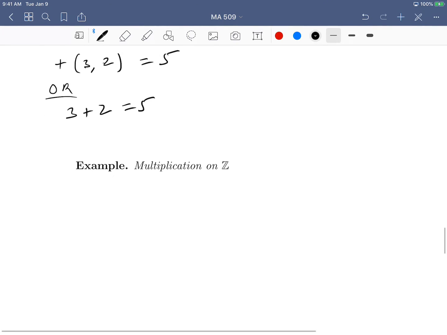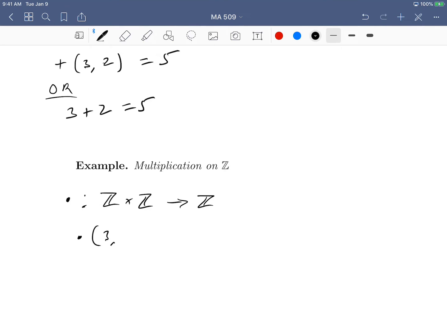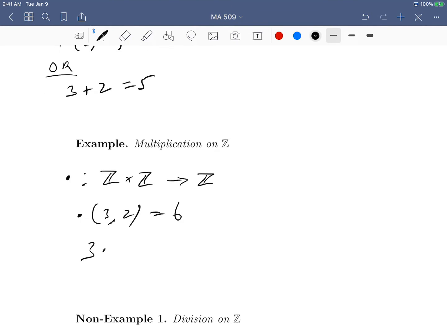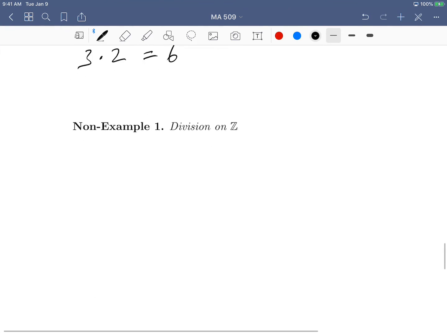Multiplication is similar. So I have this multiplication function. I'll use the dot for it. It goes again from Z cross Z to Z. And I might write multiplication of 3, 2 is 6. But really, again, the way we typically write it is just 3 times 2 equals 6. But still, the function is give me 2 integers, I will give you another integer as my output.